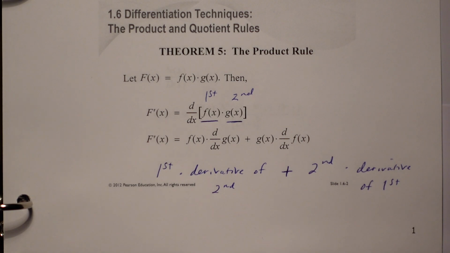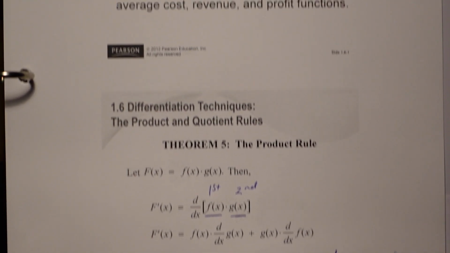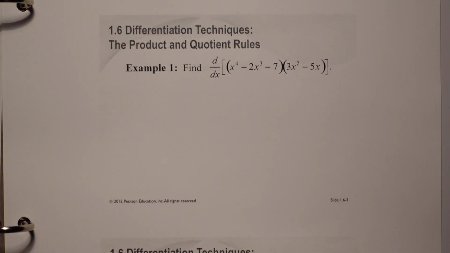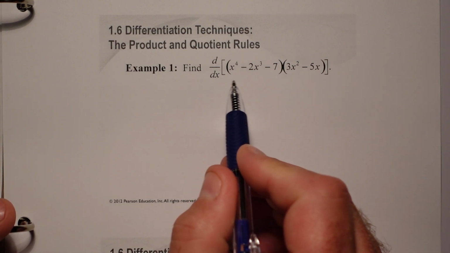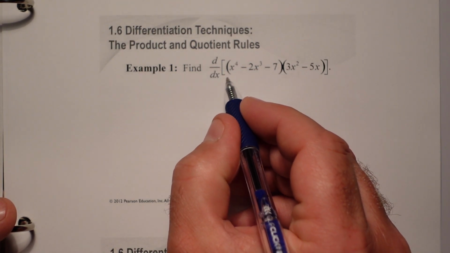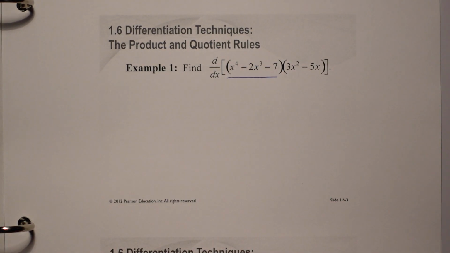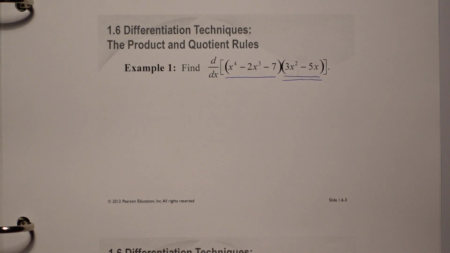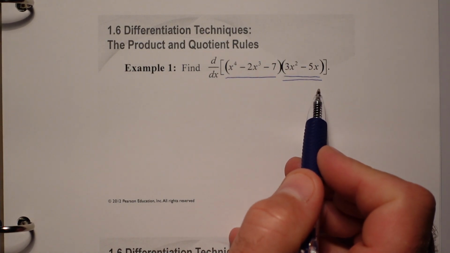So I'm going to turn over and move to the top of page 2 here, and we're going to take a look at example 1. They ask us to find the derivative of this product function. So notice the overall function is made up of a first factor. You can think of that like your first individual function. It's x to the fourth minus 2x cubed minus 7. And then we're going to multiply that with the second factor, or the second function, which is 3x squared minus 5x. So we're taking the derivative of that overall function.